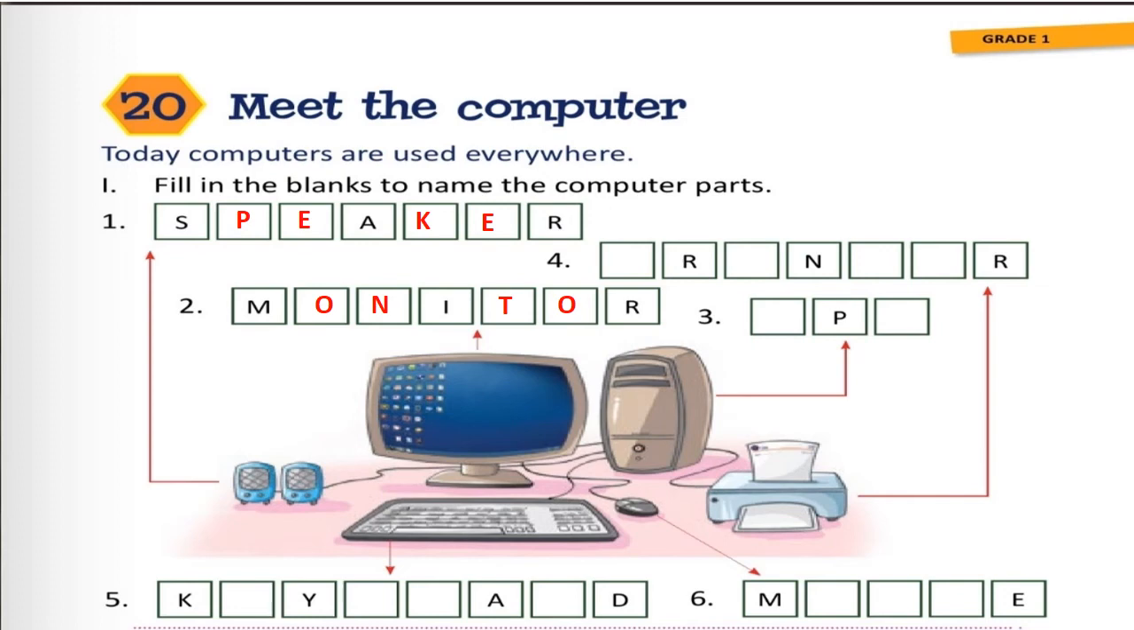Number 3, CPU. C P U. Number 4, printer. P R I N T E R, printer. Number 5, keyboard. K E Y B O A R D, keyboard. Number 6 is mouse. M O U S E, mouse.